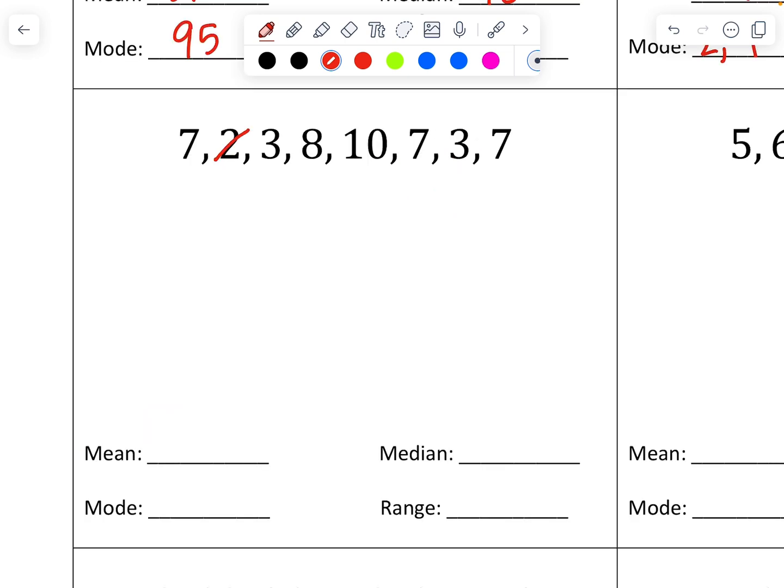So I have 2, 3, and 3. And we have 7, 7, 7. And then we have 8 and 10.